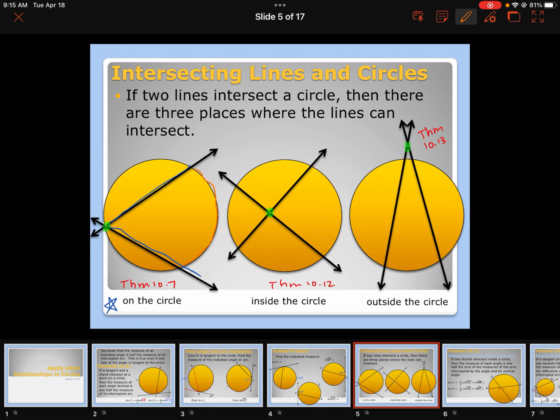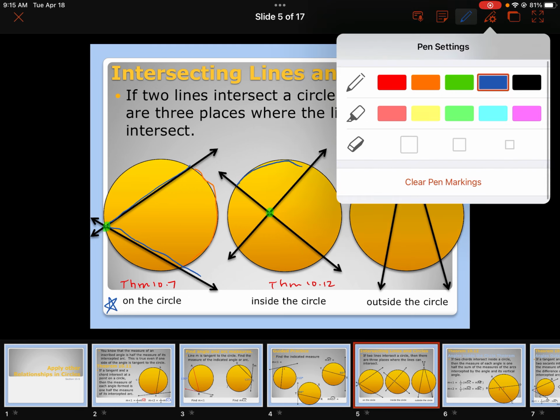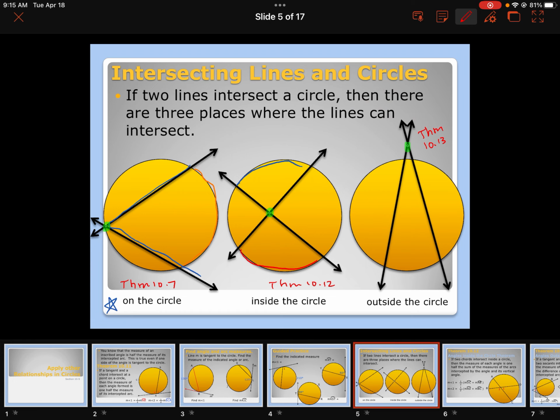If your two lines intersect inside the circle, you could use theorem 10.12, which tells you this blue arc and this red arc can be averaged to find that green angle right there. And notice how its vertical angle is the same thing. And vice versa, if you knew that green angle, you could find one of the two measures of the arcs.